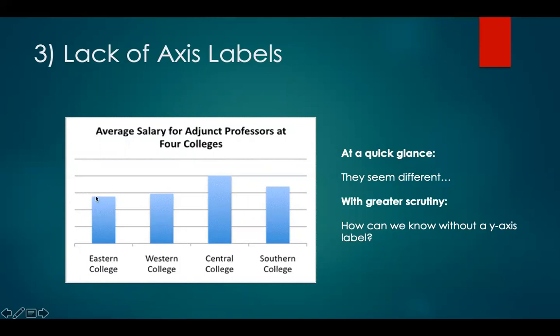So let's say this is roughly $15,000 salary. This would be a $20,000 salary. That would be a pretty large difference. But maybe it's cents. And in fact, these differences are very small. So without an axis label on the y-axis, we won't really be able to know our scale of measurement, and we won't be able to make comparisons across groups.